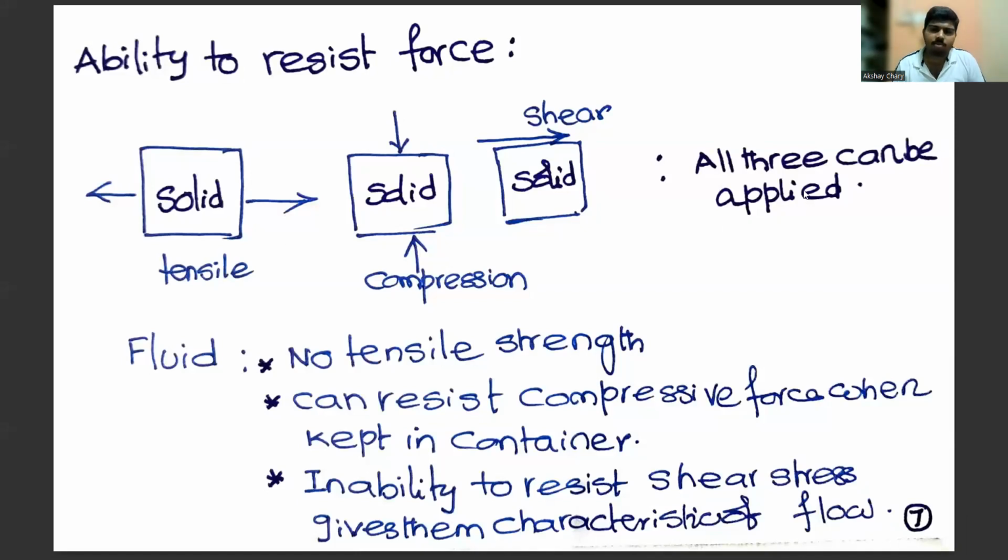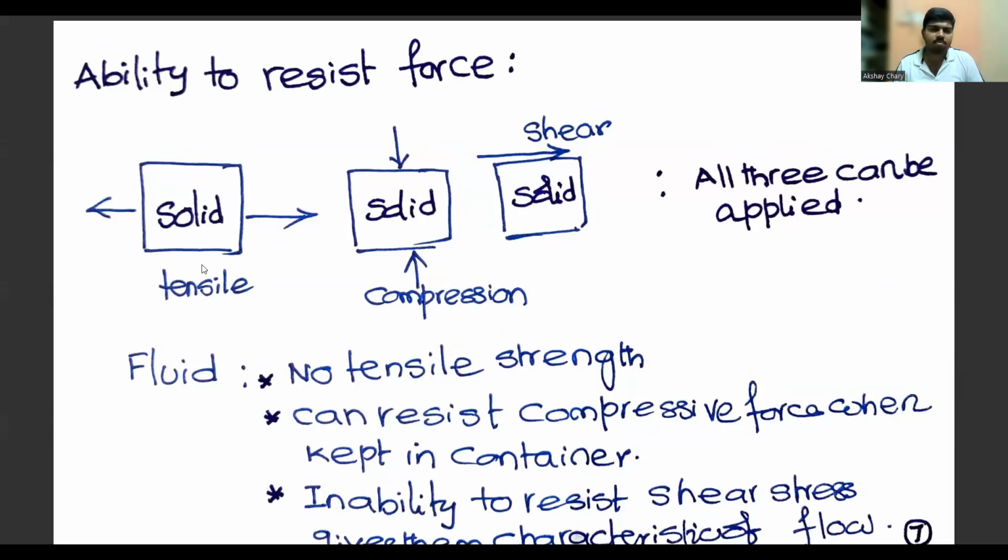All three types of forces can be applied. For a solid, tensile is applied, compressive is applied, shear is also applied. Tensile means pulling in opposite directions, compression means pushing in opposite directions, shear means tangential forces. Next, this is about solids: you can apply any load on a solid object.